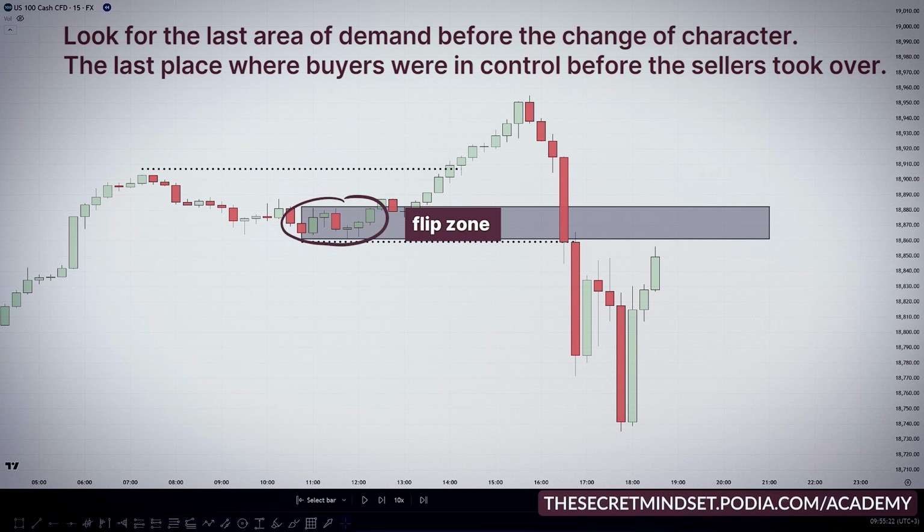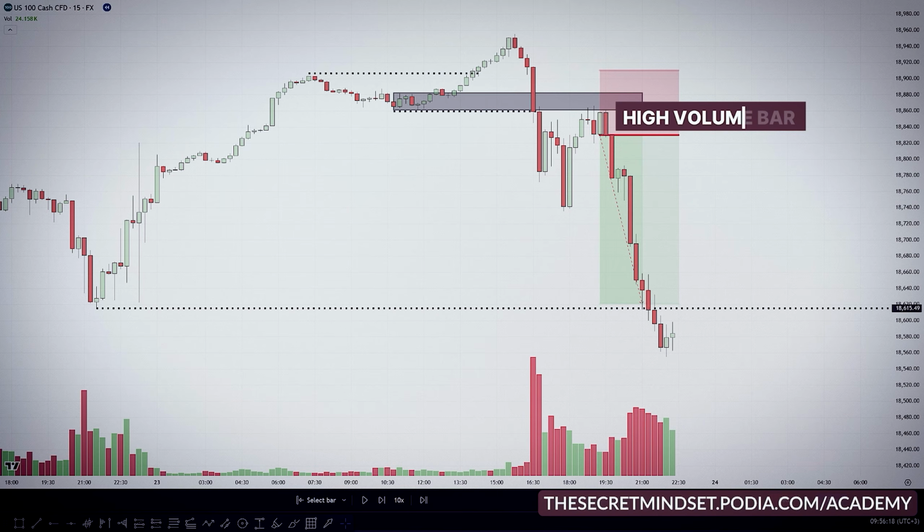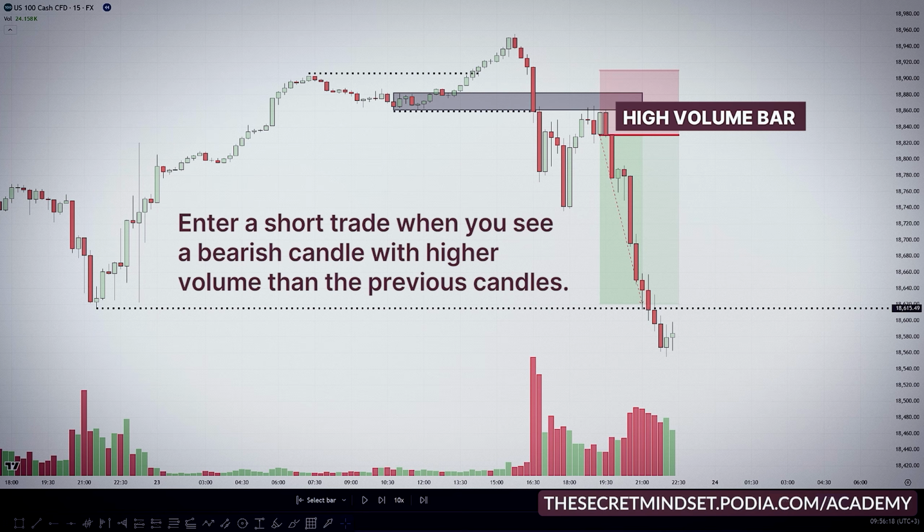So this previous area of demand has now flipped and become a potential supply. We wait for a retracement to our new supply zone and then enter the short trade when we see a bearish candle with higher volume than the previous candles. It's the confirmation of strong interest from sellers at this level. This is a low-risk entry for a short trade.